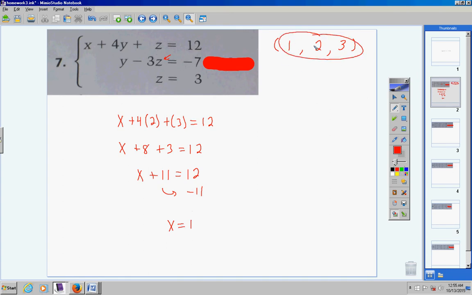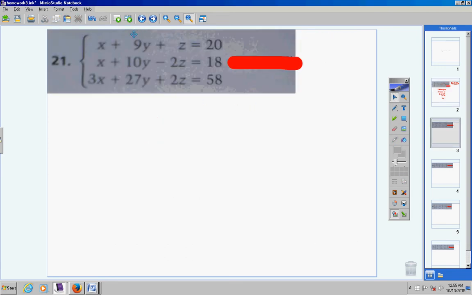On a test or a quiz, you can pick up all three numbers, substitute them in for the x's, the y's, and the z's, and you should get out 3 true statements. Okay? Alright, now the next 4 problems will be a little more challenging, so here we go.